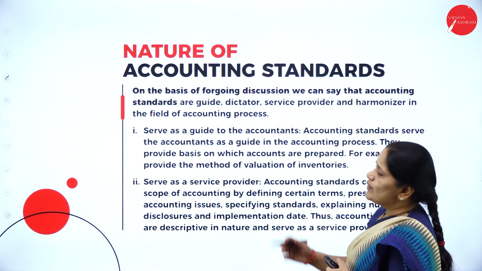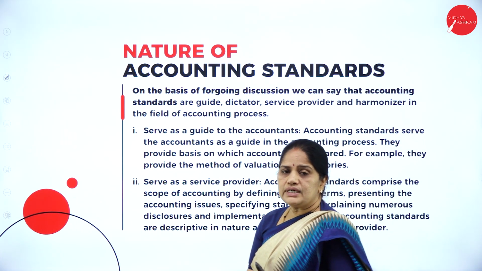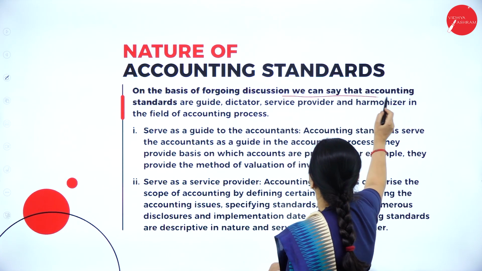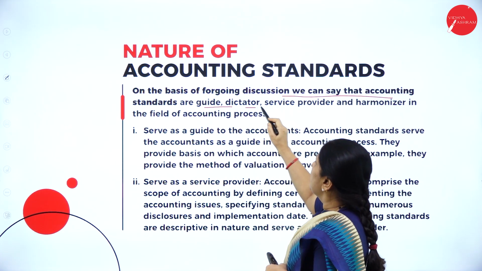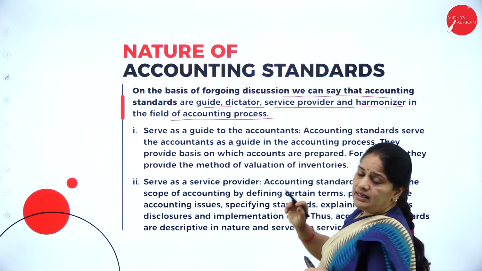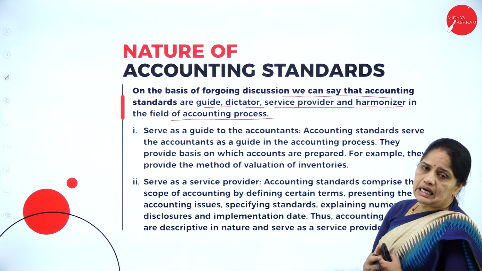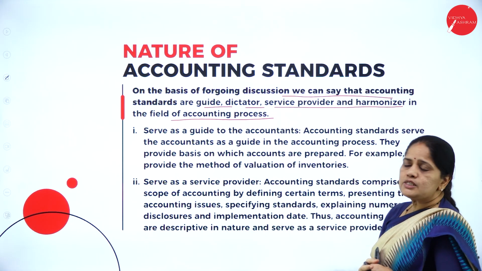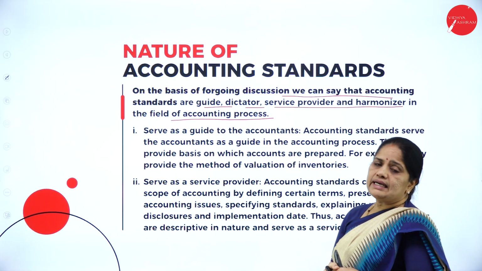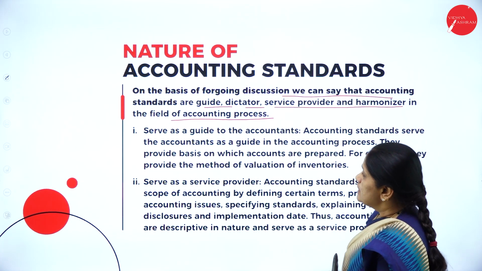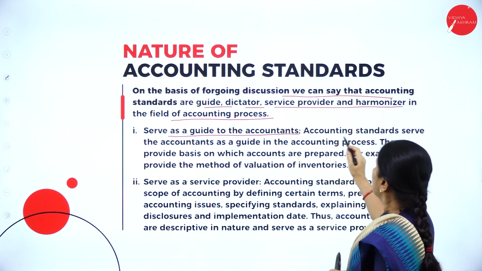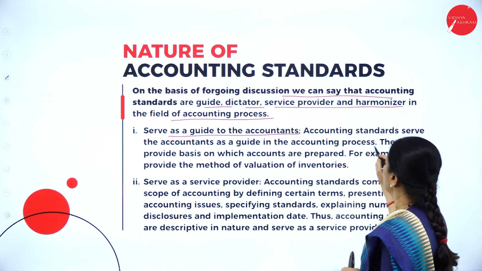The next one is, let us look into the nature of the accounting standards. On the basis of the foregoing discussion, we can say that accounting standards are the guide, dictator, service provider and harmonizer in the field of accounting process. So how to maintain the accounts and what are the various provisions of accounting, all this we can have as a guide in the accounting standards. The first one is, it serves as a guide to the accountants. Accounting standards serve as a guide to the accounting process.